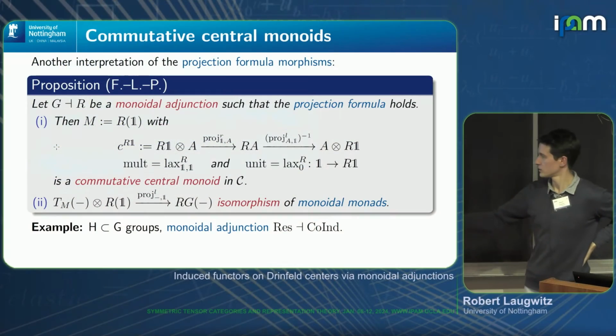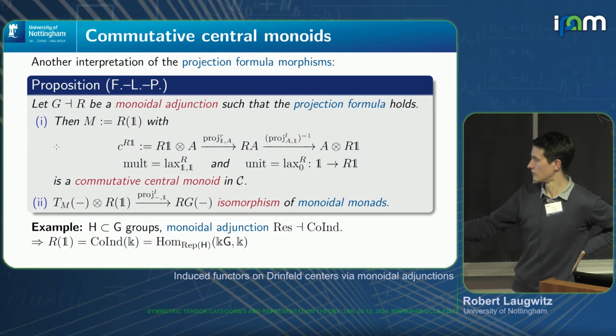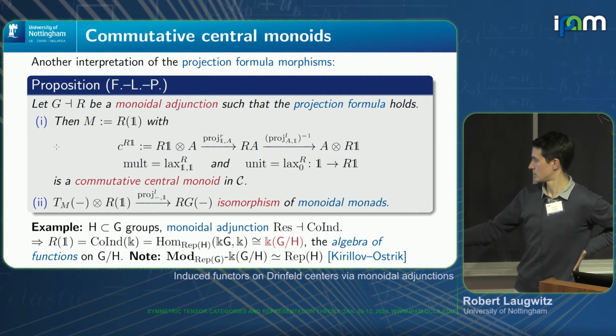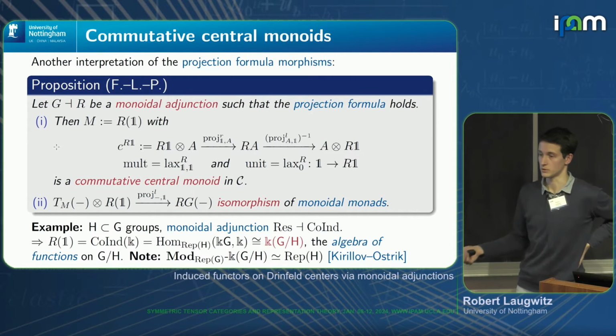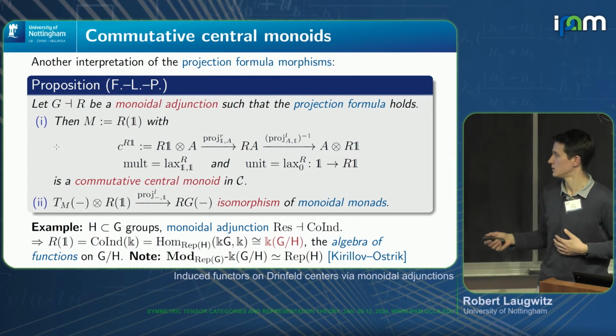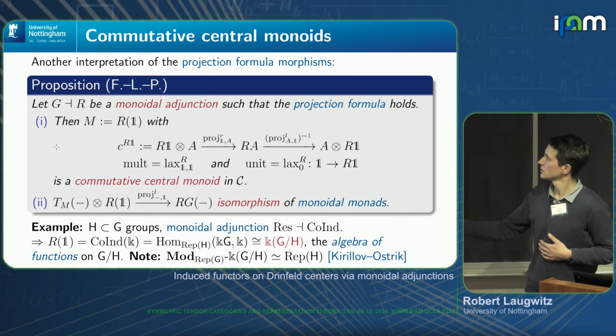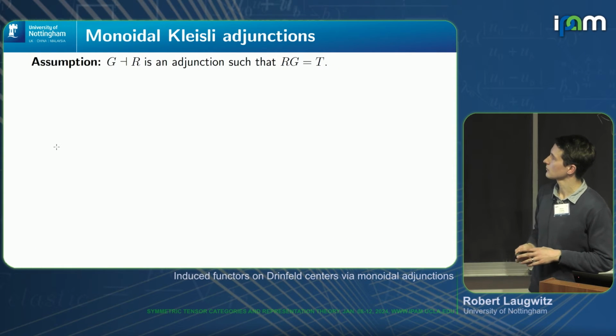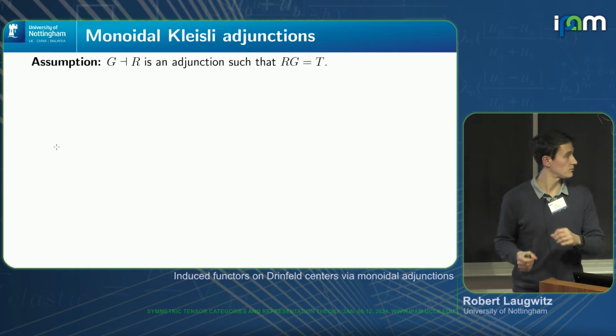Okay, so here's a short example. Again, we look at groups. Then R of 1 is just some kind of function algebra on the set of cosets. Such an algebra was, I think, used in Kirillov-Ostrik, and one can show that, in fact, modules over such a coset algebra are just representations of the smaller group. And we will interpret such a result in more generality here.